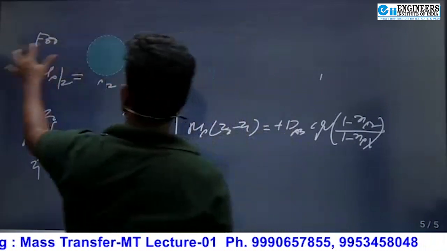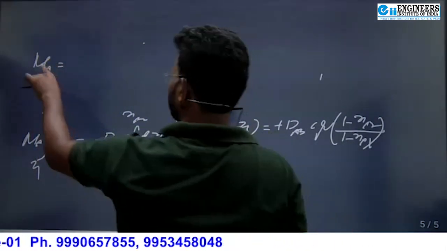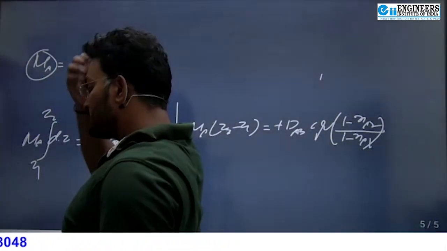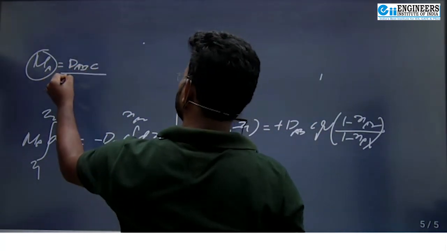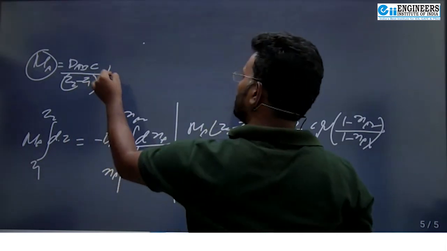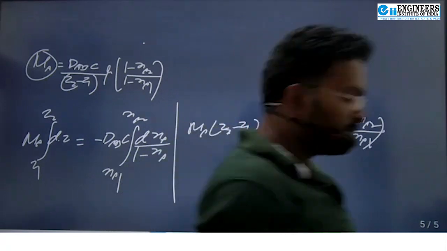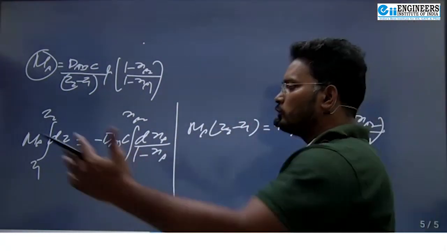तो कुछ भी हमारे ख्याल से याद नहीं करना है आपको. NA is found to be: this is the flux in the case of A diffusing through non-diffusing B, otherwise unimolecular diffusion. DAB into C upon Z2 minus Z1 into ln 1 minus XA2 upon 1 minus XA1. XA1, XA2, anyone? It is the composition of A at 1 and 2 locations.